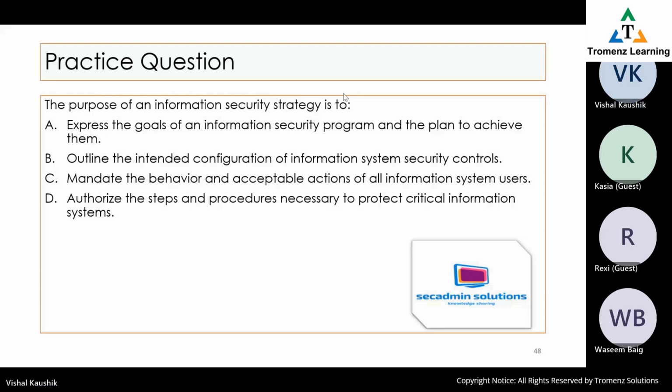One of the colleagues mentioned D: authorize the steps and procedures necessary to protect critical information systems. Strategy does not deal with that. The correct answer is A, because the purpose of strategy is to set out the goals of the information security program and how to achieve those objectives or goals. So the correct answer is A.